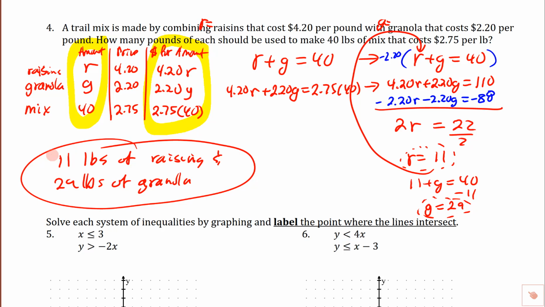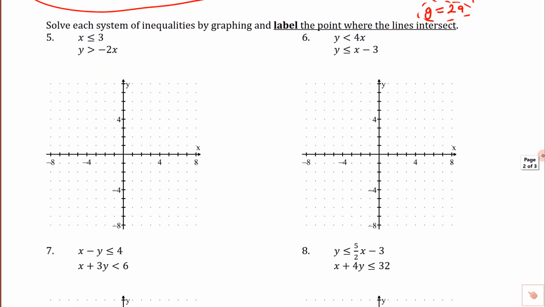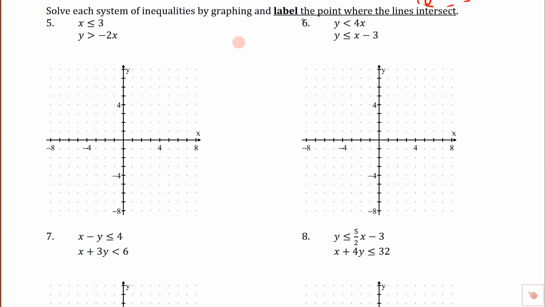Now let's slide down here and let's take a look at these. Here we need to solve each system of equations by graphing and label a point where the lines intersect. So hopefully that turns out to be easy on these. If it's not, we might have to solve a system of equations or something. So let's go ahead and take a look at this one.